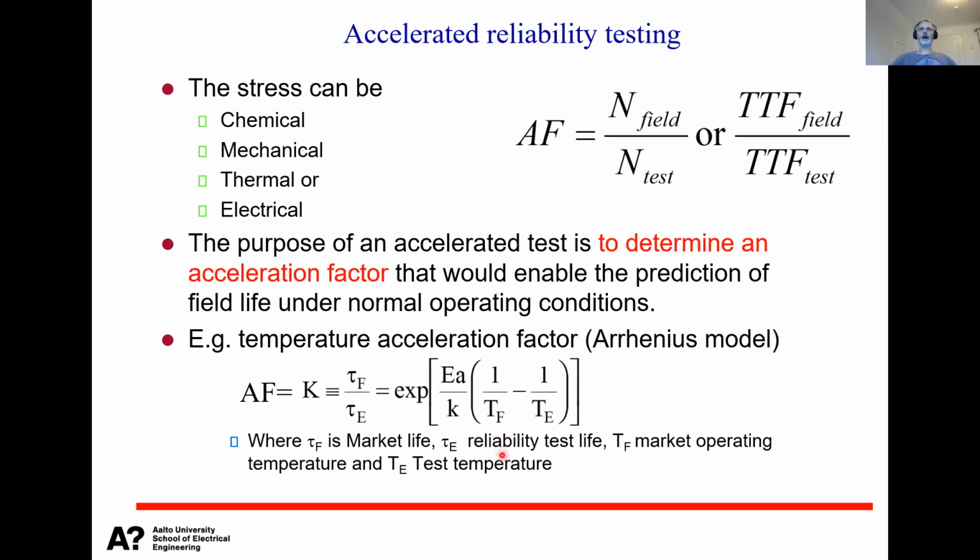So if the typical field use temperature is 60 degrees centigrade and we do our testing at 100 degrees centigrade, then we have 40 degrees above the normal field conditions. So how much does this accelerate the failure mechanism? As a rule of thumb, every 10 to 20 degrees, the lifetime is cut to half. So the acceleration could be something like 4 or up to 16 maybe, typically, depending on the system, if we go from 60 to 100.